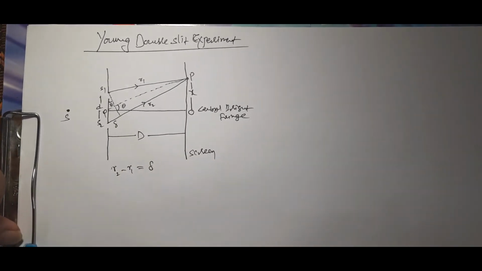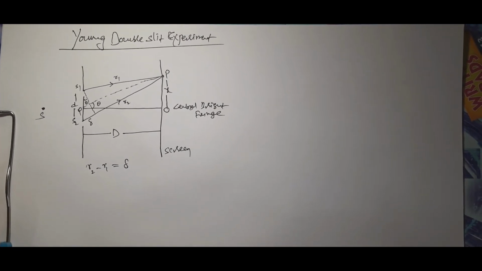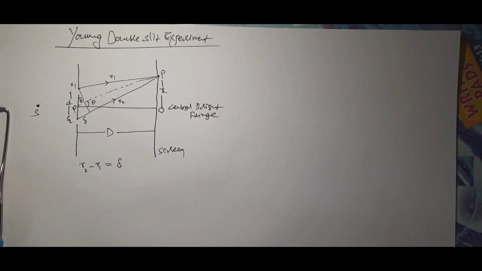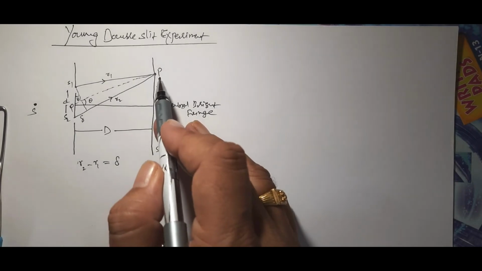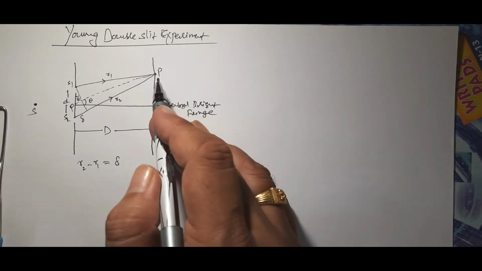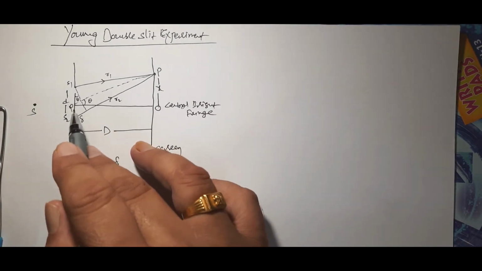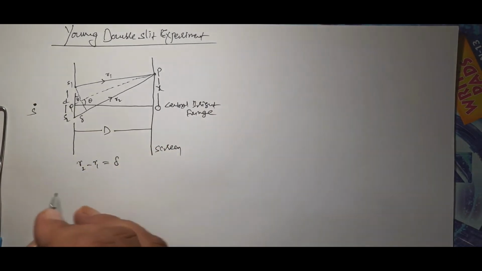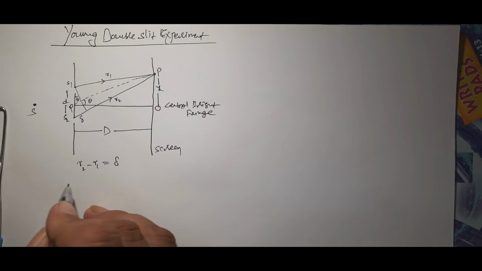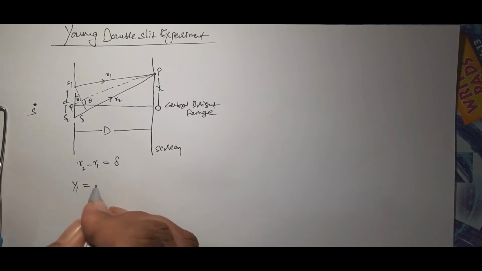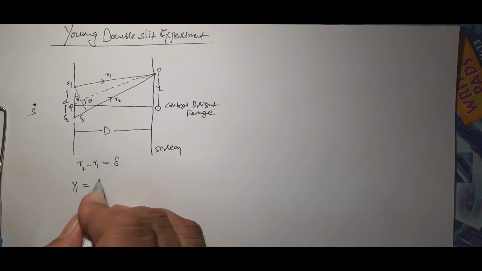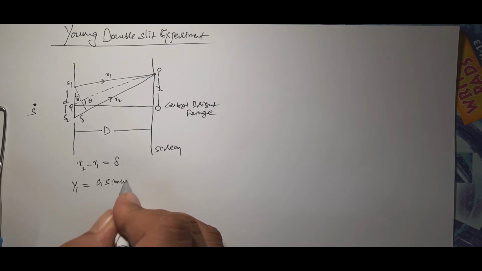Now we are going to do some mathematical calculation to find the resultant intensity at point P due to the superposition of light waves coming from S1 and S2. Let us assume the displacement of the light wave coming from S1, y1, is equal to, we write here, a sin omega t.